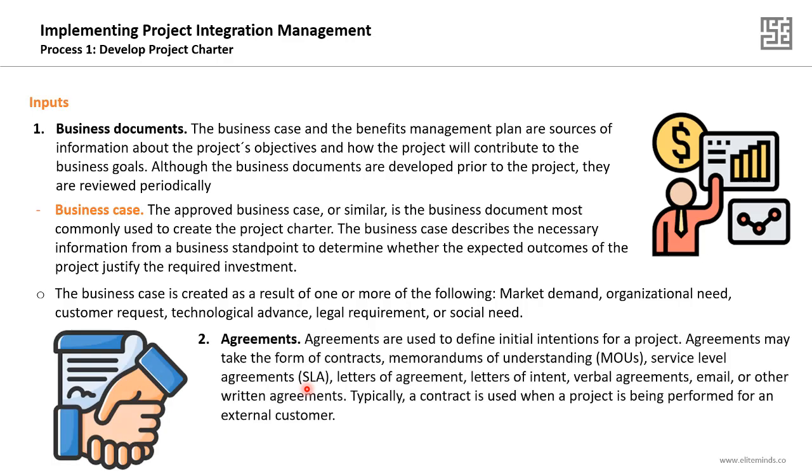The second input to the develop project charter process is the agreements. If there are any agreements signed already, contracts, service level agreements, memorandums of understanding, all these agreements will be a valid input while we are developing the project charter. Typically, a contract is used when a project is being performed for an external customer. This is an example. If you are doing the project for an external customer, there should be a contract between you and the external customer, and this contract will be an important input for you as a project manager to develop the project charter.